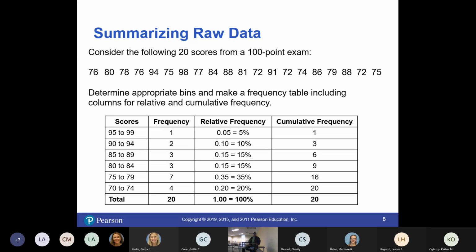And they got it backwards. They got the lowest on the bottom, which you would never do. But anyway, that's a good example of a frequency distribution, relative frequency, and a cumulative frequency.